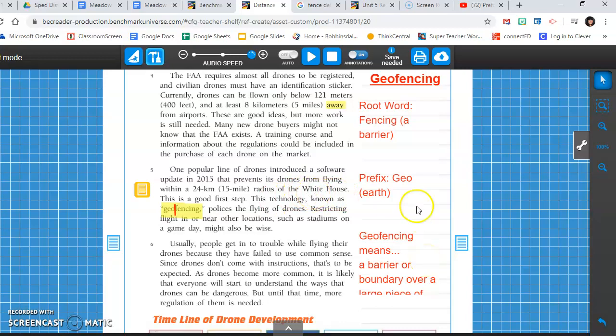All I had to do was put those words together, and it takes a little thought. You have to make sure it makes sense with the sentence, but I'm pretty proud of that. I think that one should make sense. Geo, earth, fencing, a barrier or boundary. The paragraph tells me that geofencing is a type of technology and that it polices or watches the flying of drones. So geofencing, a boundary or barrier over a large piece of land, a technology that separates the drone from areas like the White House.